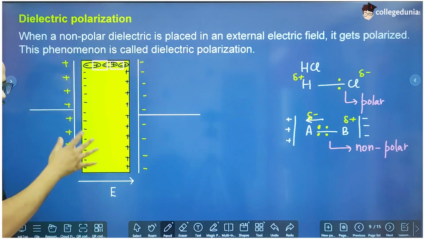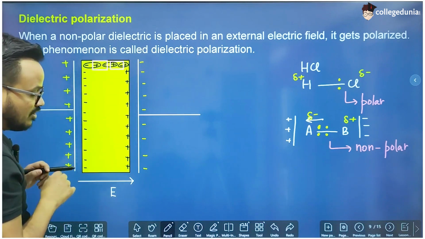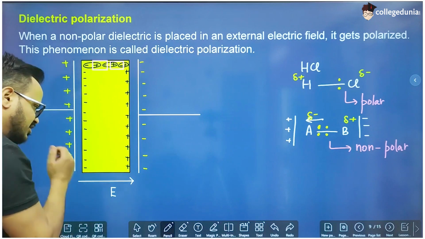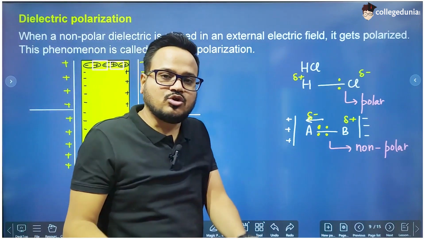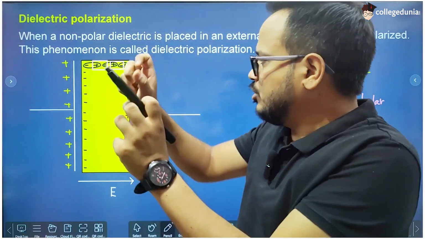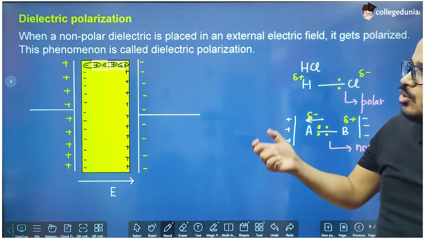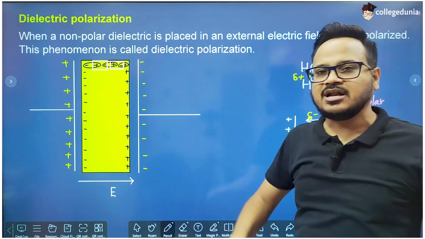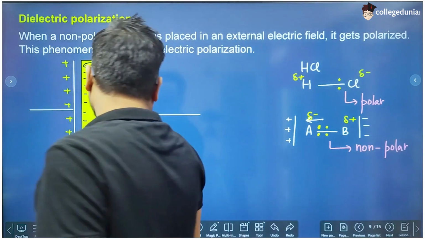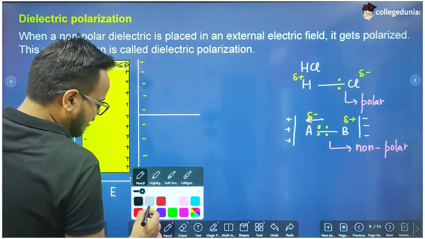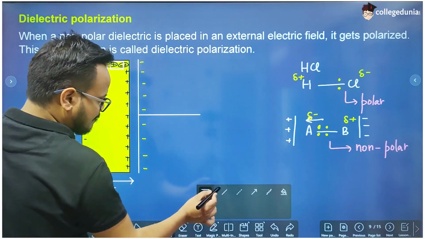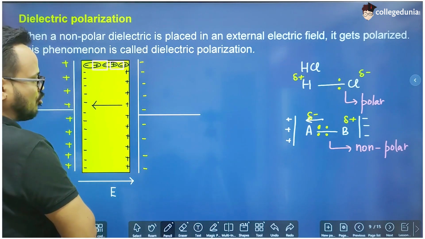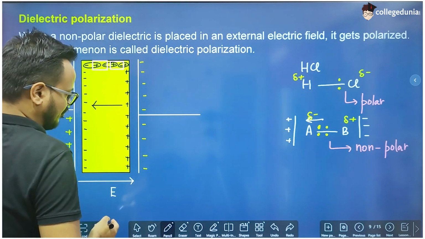So this negative is left for each molecule and this positive is left, which means this end of this slab is positively charged and this end of the slab is negatively charged. So two opposite poles are created in this slab. So a dielectric which was otherwise non-polar, when placed in an external electric field, gets polarized, and an electric field is induced in the opposite direction to the external electric field, right?